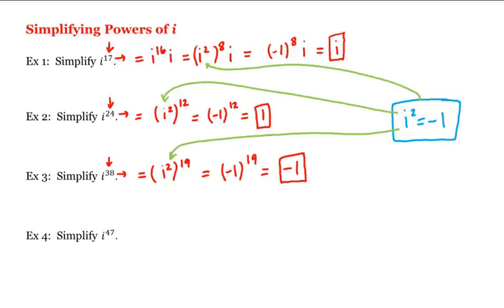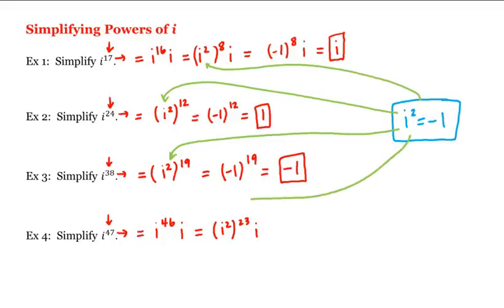All right, and what about i to the 47th power? Now this is odd. So again, what we'll do first is break one off. So this is i to the 46th times i. And then rewrite i to the 46th as i squared raised to the 23rd power, and then times i.